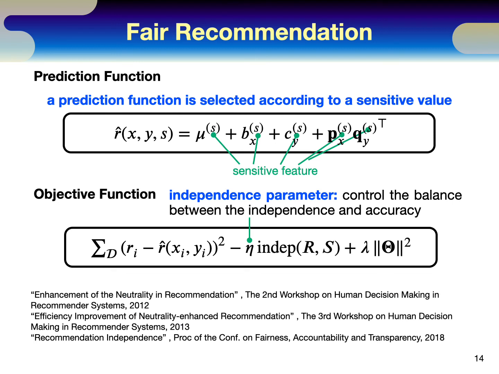We also applied the idea of introducing a fairness constraint term to a recommendation task in 2012. Its efficiency was improved in 2013, and our fairness term was more precisely approximated in 2018.